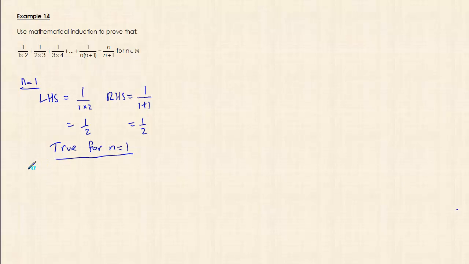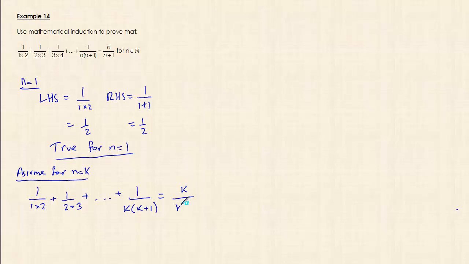The next step is to assume for n equals k. So in other words, 1 over 1 times 2 plus 1 over 2 times 3, and so on, up to 1 over k times k plus 1, is equal to k over k plus 1. So we're assuming that's true. And then we need to go to the next case.